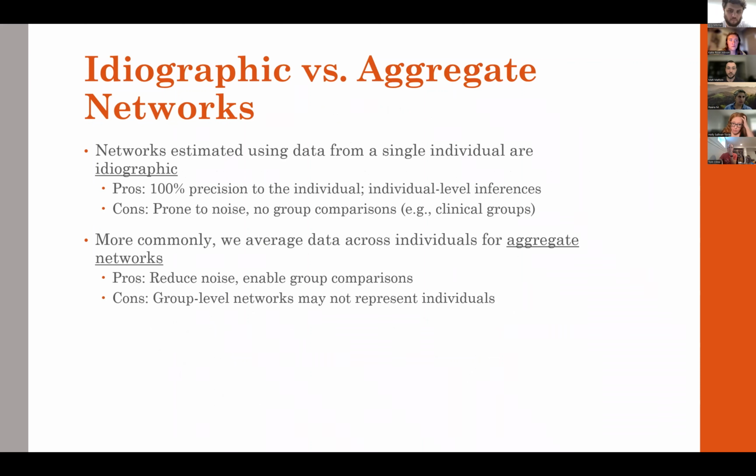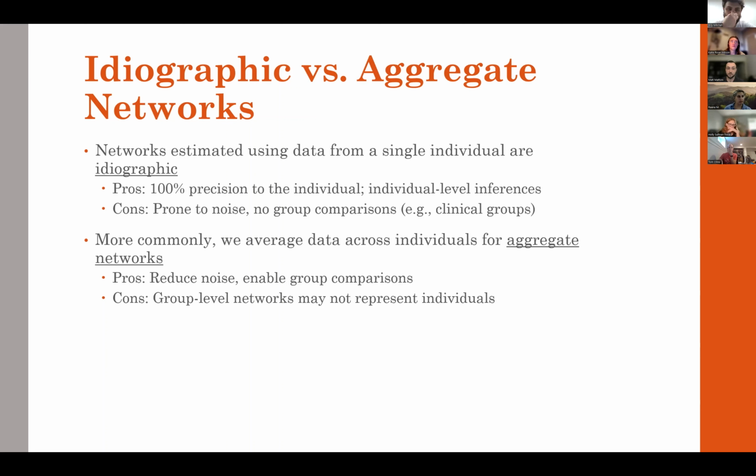I'm going to introduce this word called idiographic. Most of us, when we do networks, probably end up with an aggregate network where we average across individuals. So if we're doing 2 different groups, we average one functional connectivity network and compare that to a different average functional connectivity network. In contrast, we can have idiographic networks that are entirely person specific. So we don't consider anyone else.